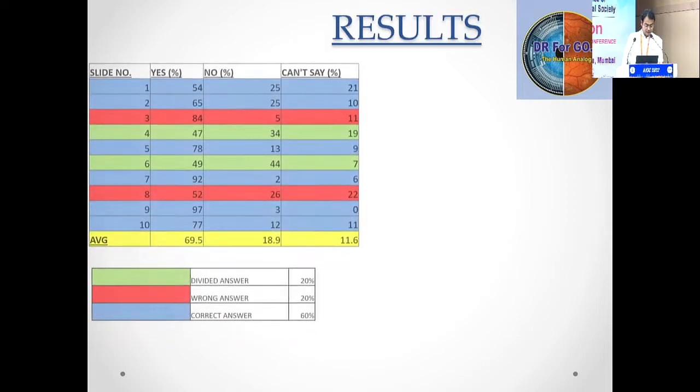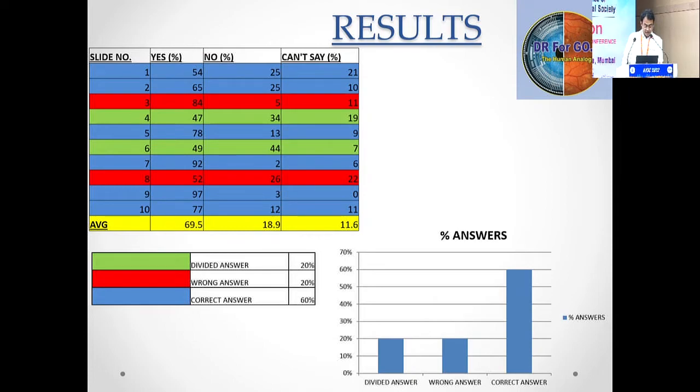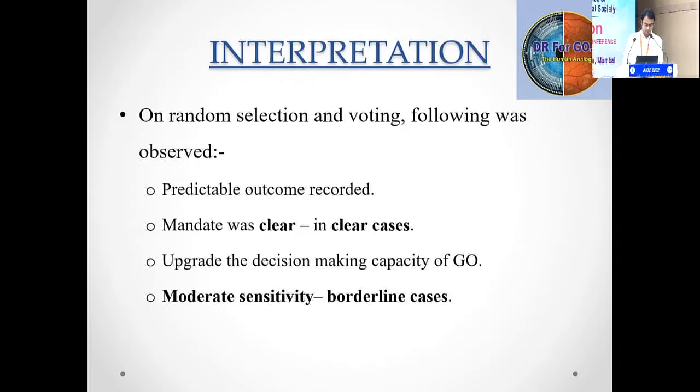So after this, we can clearly see that the entire population who was answering, this time they had a 60% rate of sensitivity who had correct answers, and only 20% had wrong answers. However, there was 20% of the population also who were divided between yes or no. So on random selection and voting, it was observed that there was a predictable outcome. The mandate was very clear in clear cases.